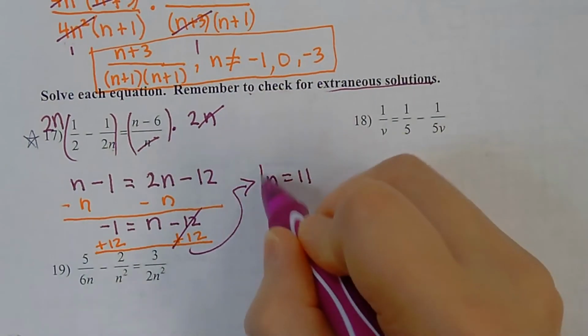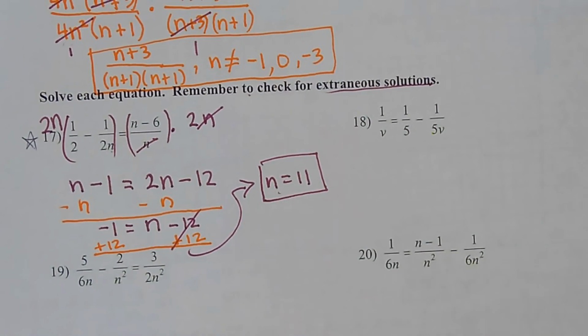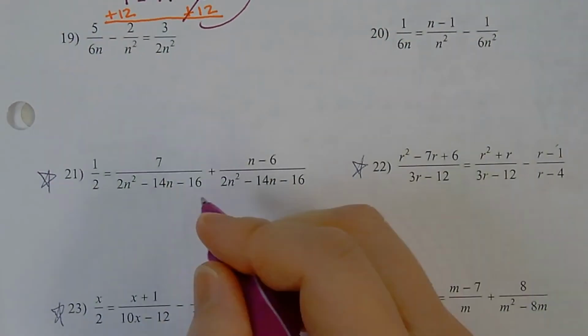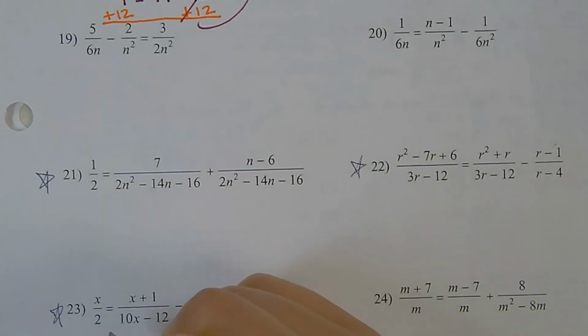So this is not an extraneous solution. So there we go. N is equal to 11. Solved. Done. All right.